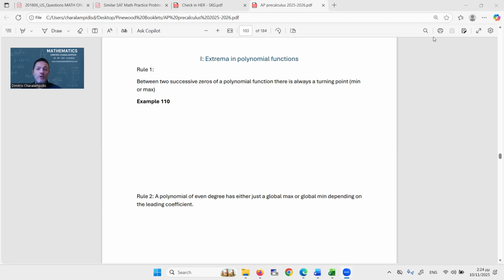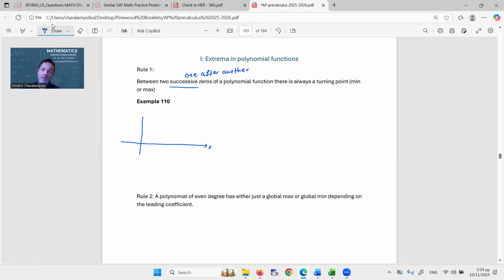And more precisely, we will discuss extrema in polynomial functions. There are some rules that we need to follow. Rule number one: between two successive zeros, and by successive I mean one after another, of a polynomial function, there is always one turning point, which means that there is always either a local minimum or a point of local maximum. Let's see an example to understand that even better.